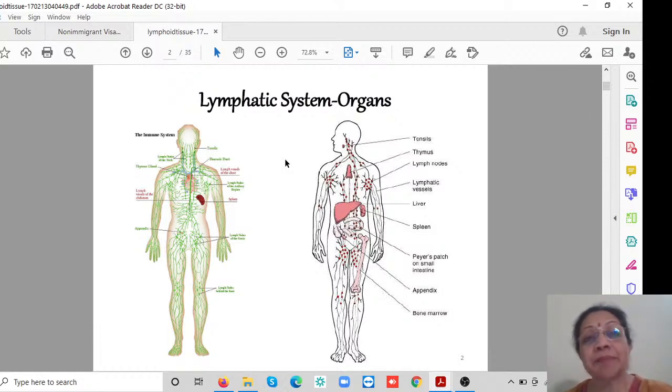But the point is that lymphatic capillaries are finer, thinner, and their network is such, you see this green one, that they don't have their own pump. So how do we keep the lymph flowing, right?